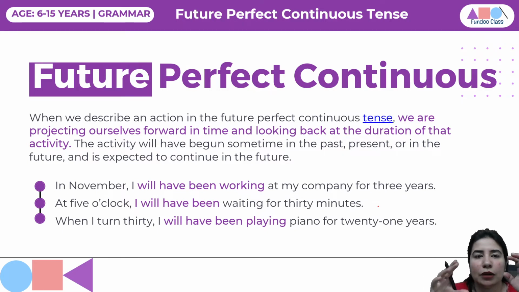So when we describe an action in the future perfect continuous tense, let's read it. It's a very interesting statement, and then we'll elaborate and illustrate it with some examples. We are projecting ourselves forward in time and looking back at the duration of an activity. So you are projecting yourself, that's what's going to happen. So by November I will have been working at my company for 3 years. So you're projecting yourself forward, and then you're gazing back at what would be the event that you would have finished till that point of time, right?